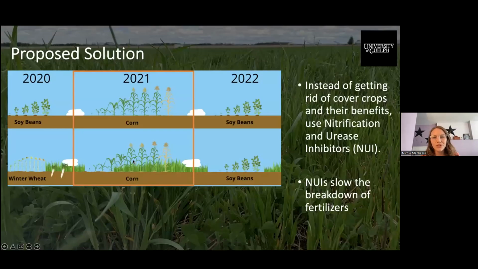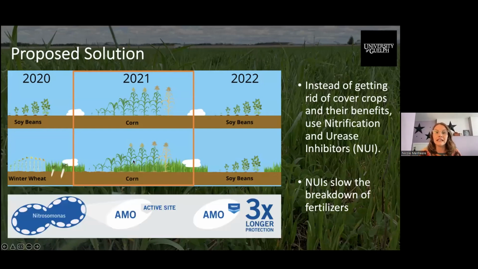So our proposed solution is, instead of getting rid of cover crops and all the benefits they can bring to your farm, why not combine them with nitrification and urease inhibitors like Tribune? Nitrification and urease inhibitors slow the breakdown of fertilizers in the soil by blocking the active sites of enzymes within nitrifying bacteria and nitrosomonas.